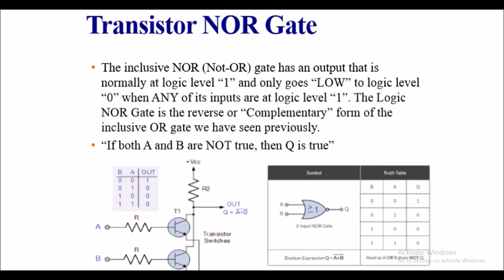When we use the BJT, bipolar junction transistor, we connect the electronic diagram as on the left, and the truth table appears here for the NOR. The only case that gives 1 is when both inputs are zero. Any 1 gives zero. It appears in the truth table, and the logic is on the right, sorry.